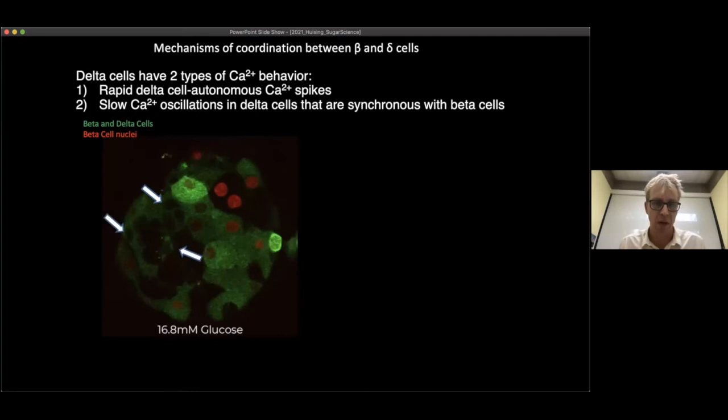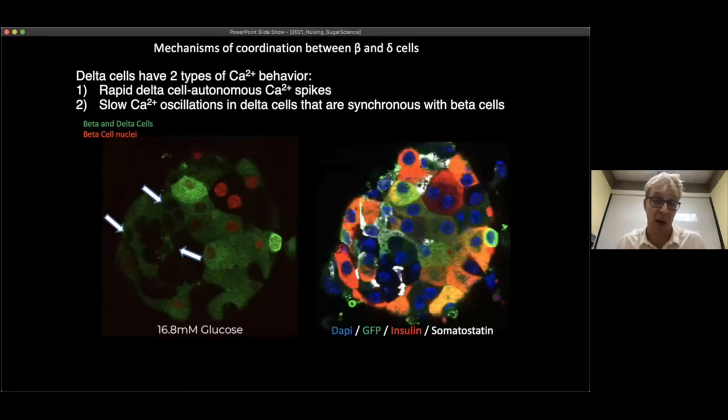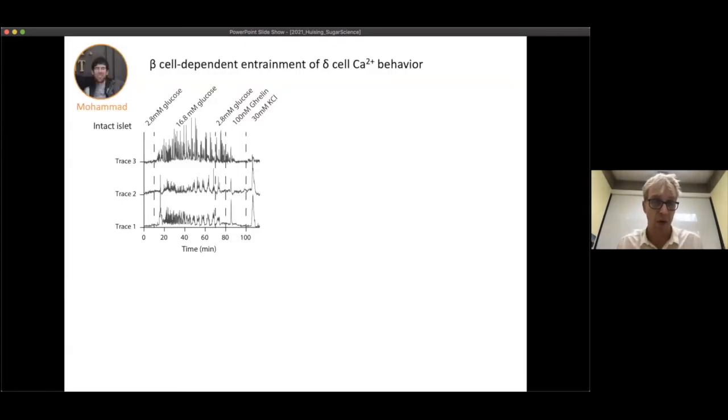And it raises the question, what is the mechanism behind that? Again, we can post hoc control this, and it's just visualized here. This is work by another grad student, an MD PhD student, Mohammed, who is showing that you can get these very fast calcium spikes in these delta cells, but in response to sustained high glucose, a good number of these delta cells become entrained by neighboring beta cells and show that oscillatory pattern that is slow, superimposed on which you have these fast spikes.